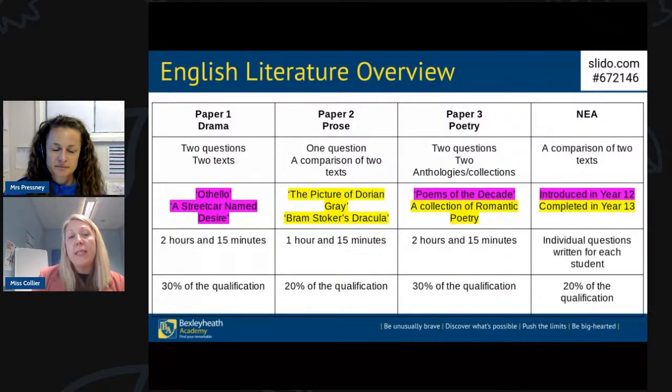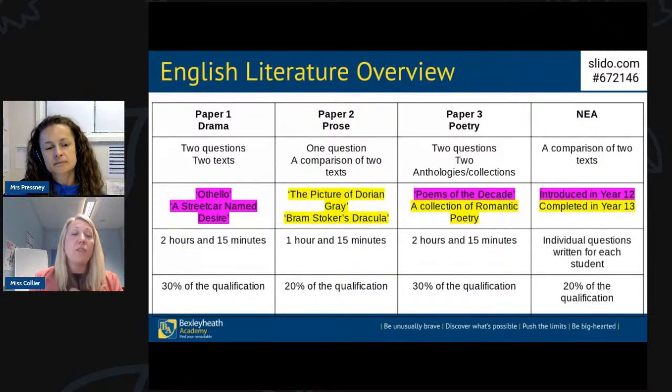And then the final unit is the NEA, so that's the non-examined assessment. So pretty much that's your coursework. And we will introduce that at the end of year 12 to give you the summer to get to grips with it, to pick your texts. And then in year 13, you have 6 to 9 months, depending on how long we need to write, to draft, and to finalise your coursework. So it's a 3,000 word body of text, but you have quite a lot of independent work and study that goes into it.